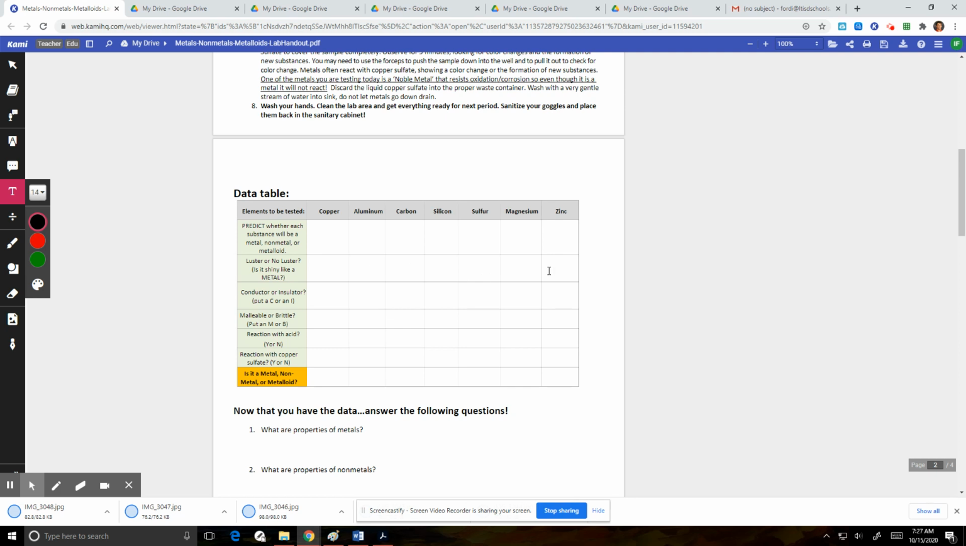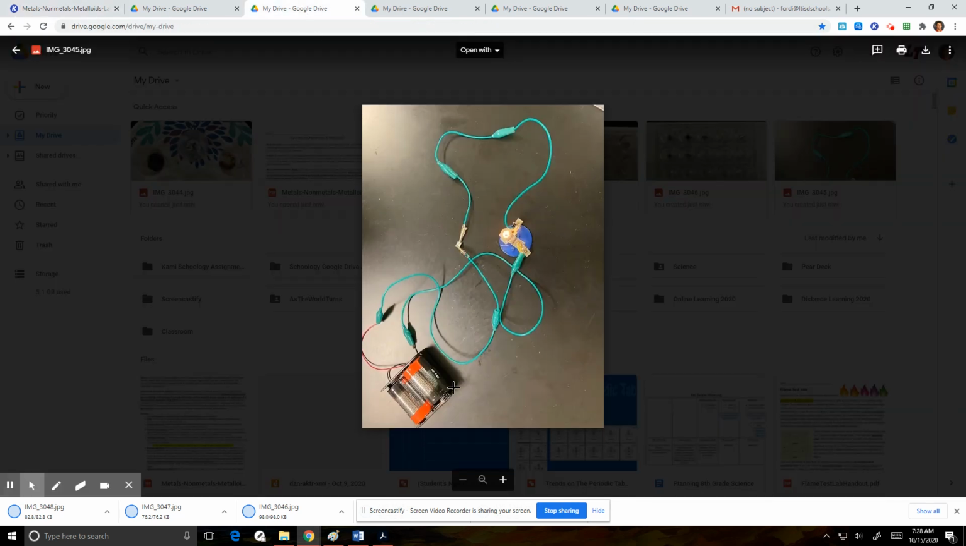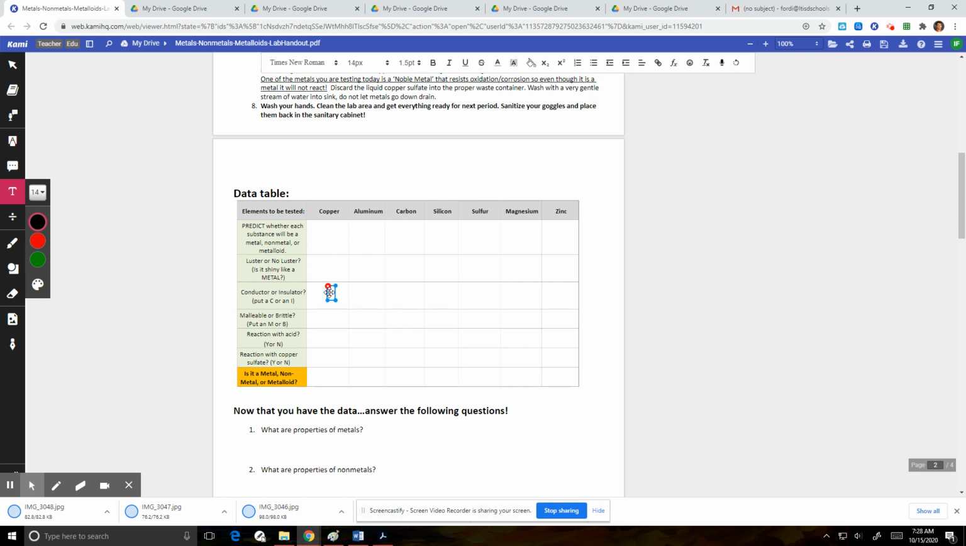The next test that the students are going to run on these samples is a conductivity test to see whether they actually allow a current to pass through them and whether they will complete a circuit. So the conductivity test looks like this. You have a battery pack. You have two wires that are now connecting to the sample. If that sample completes the circuit and allows electricity to pass through it, it is a conductor. If it does not, we call it an insulator. So what you're seeing here is actually a sample of zinc, and you can clearly see that zinc is a conductor.